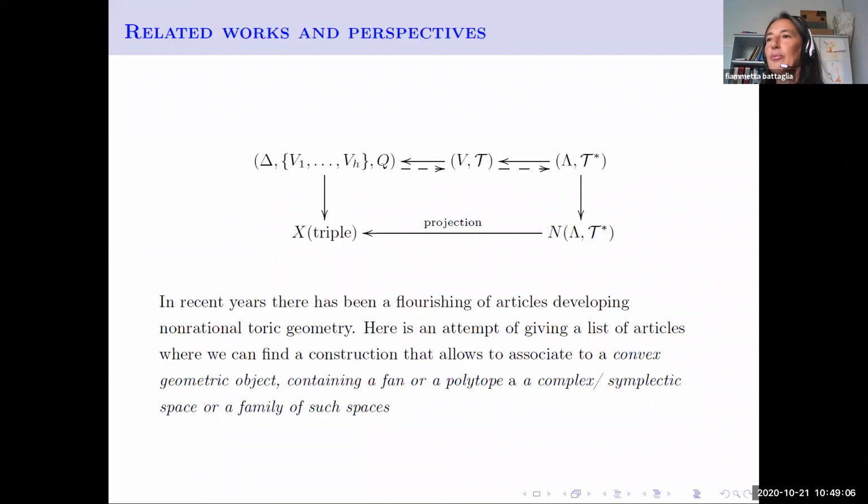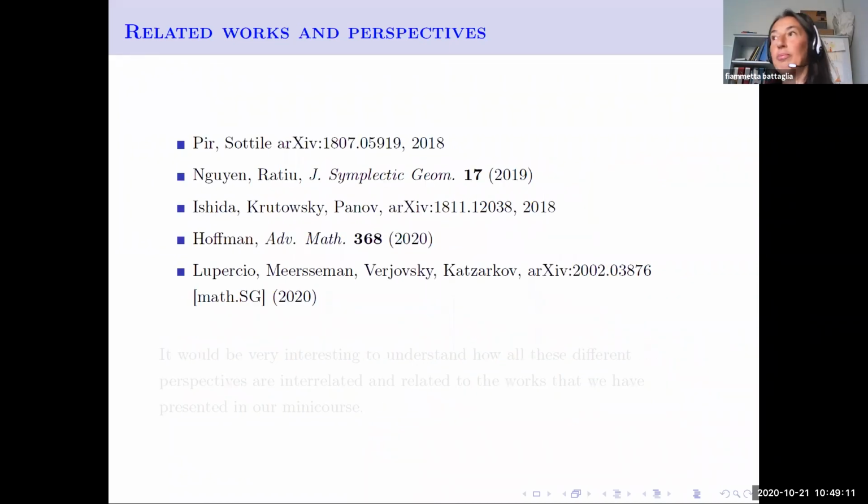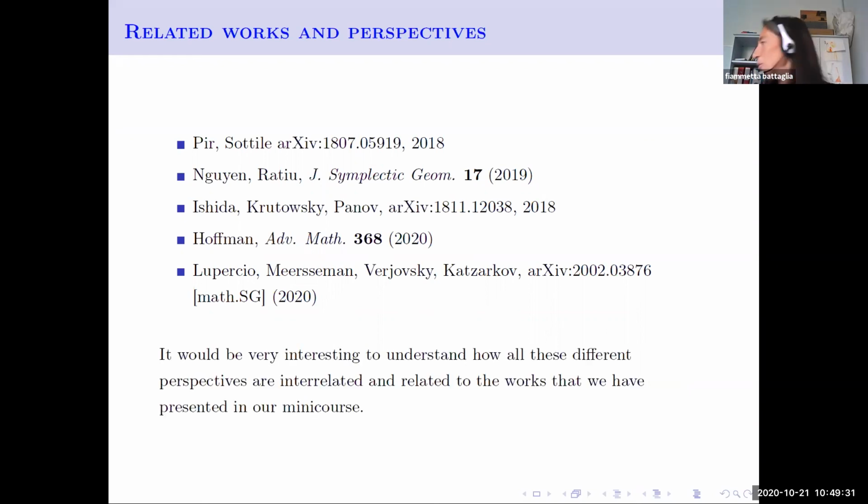And so here's the list. It's an attempt. For sure it is not complete. Maybe the bibliography is not updated, and I'll be very happy to update it. It would be very interesting to understand how all these different perspectives are interrelated and also related to the works that Elisa, Prato and myself have presented in our mini course.